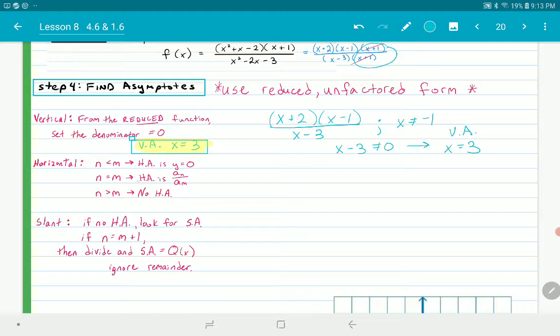The horizontal asymptote, remember we learned rule 1, rule 2, and rule 3 in the last piece of the lesson. I always use rule 2, just like I said before. I don't really like to memorize things, but rule 2 makes sense to me always. So I always use rule 2, so I'm going to do that with you too. Here it is helpful to have my reduced, unfactored form. So my x plus 1's canceled, and I'm left with the x squared plus x minus 2 over the x plus 1 canceled. I'm left with just x minus 3.